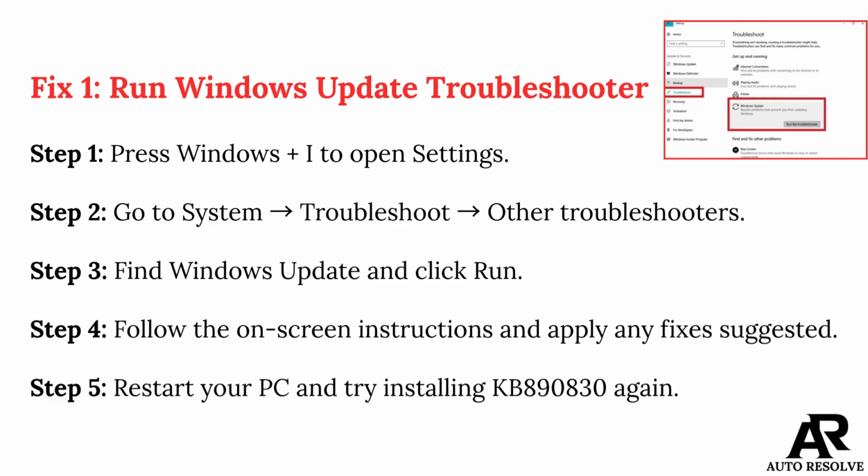Fix 1. Run Windows Update Troubleshooter. Step 1. Press Windows I to open Settings. Step 2. Go to System, Troubleshoot, Other troubleshooters. Step 3. Find Windows Update and click Run. Step 4. Follow the on-screen instructions and apply any fixes suggested.